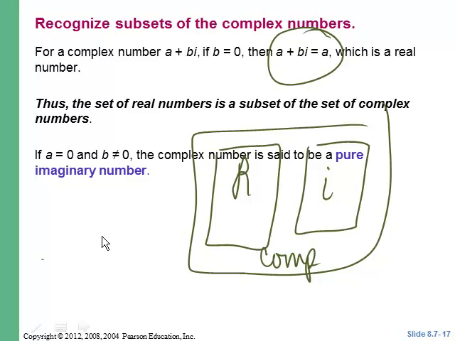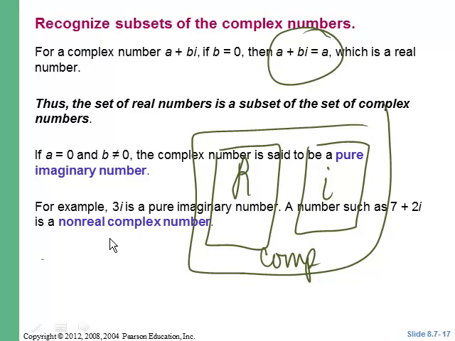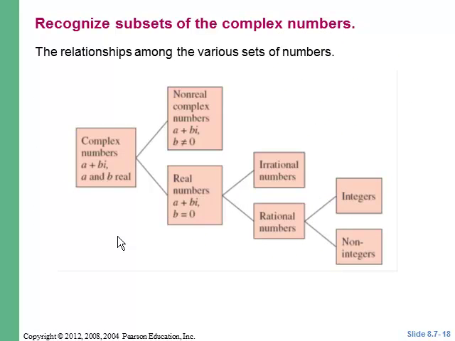So if you just have the imaginary part, it's a pure imaginary, and if you have both parts, it's a complex number. Okay, so we've got the complex numbers are made up of the non-real and the real. And the reals are made up of the irrationals and the rationals, and the rationals are made up of integers and non-integers.